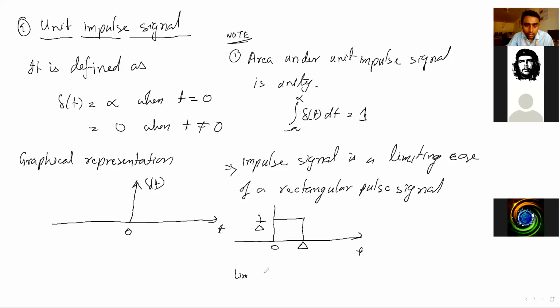Okay, so if we decrease the duration of the delta, if we make this width thinner, then this amplitude will be increased, because our aim is to keep the area constant. Okay, when delta tends to 0, if we decrease this width, then amplitude will be increased.